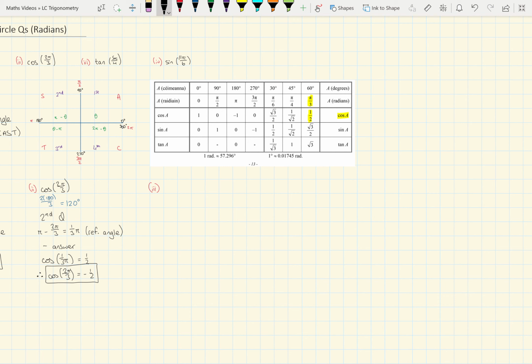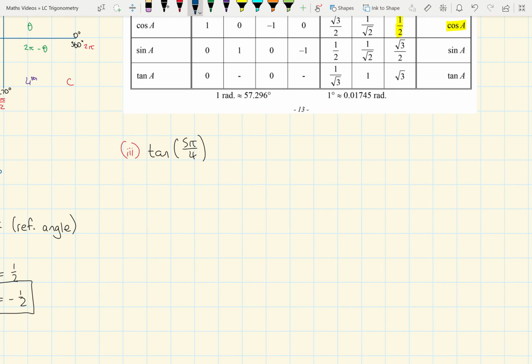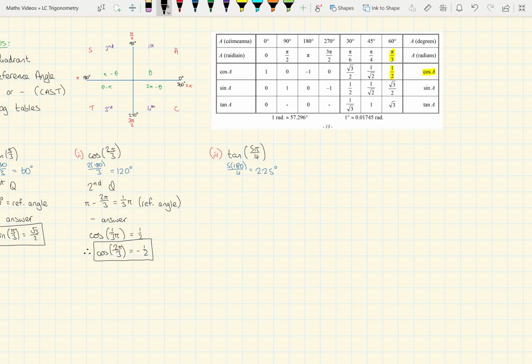In part 3 we've been asked to find tan of 5 pi over 4. Again, an awkward fraction, so no harm converting just to double check. 5 times 180 divided by 4 into your calculator will give you 225 degrees. Check your diagram, that's going to land in the third quadrant. For our reference angle, it's the angle we're given, so 5 pi over 4 minus pi. Into your calculator you'll get an answer of 1 over 4 pi.